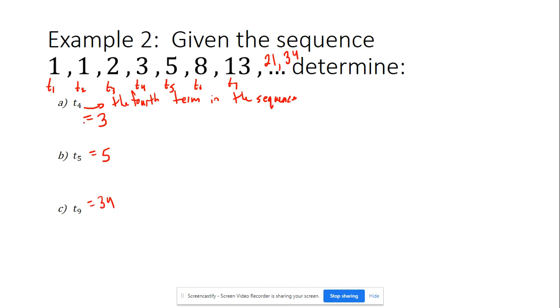The idea here is just to talk about terminology. When we say T4, we mean the 4th term in the sequence. T5 is the 5th term. T9 is the 9th term, and so forth.